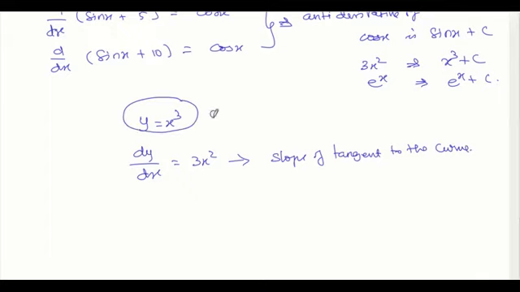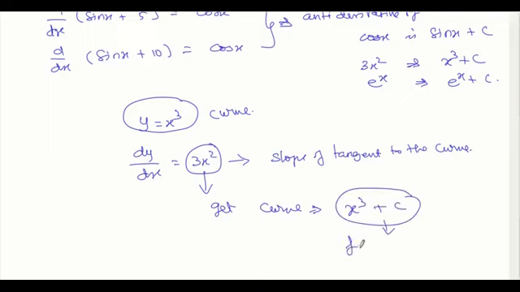If you differentiate the curve, you get the slope of the tangent to the curve. Now see that we are getting this x cube by antiderivation. That means for this slope we get a curve. That process is called anti-differentiation, but we are not getting only one curve, we are getting a family of curves.